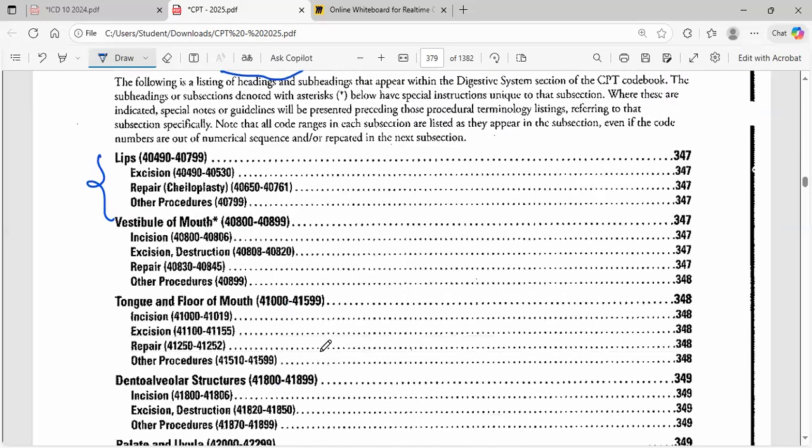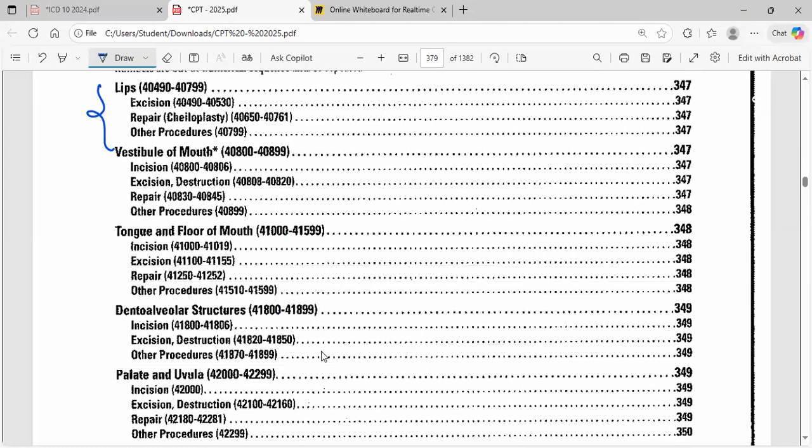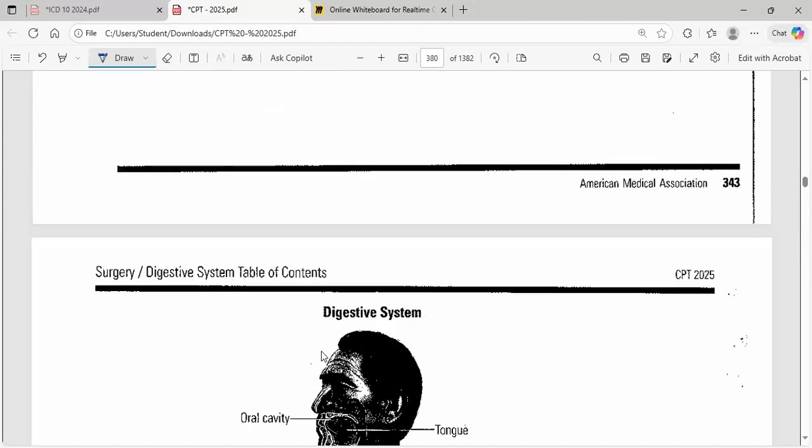You can see here, first we have the section lip, then vestibule of mouth, tongue, dental, palate, and so on. And in each section, first we have codes for excision, repair, then other procedures. We do have the option for incisions also, but there are few where we have the incision, but first we will get the codes for the incision, followed by excision, then repair, and then any other procedure of that section. So let's start with the lips first.